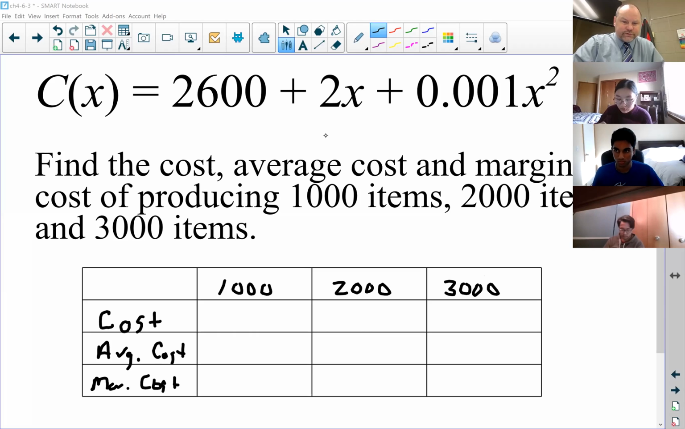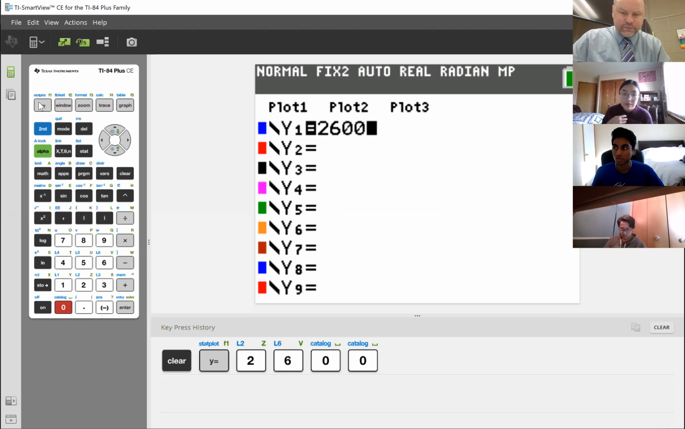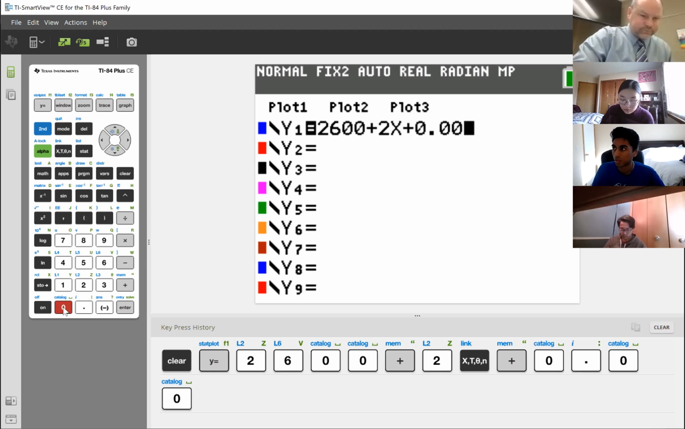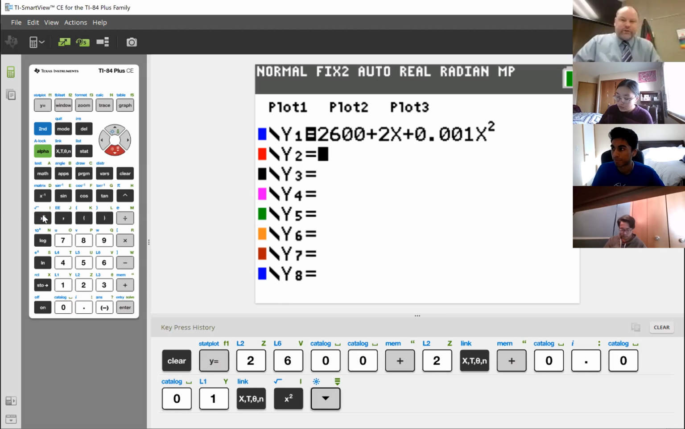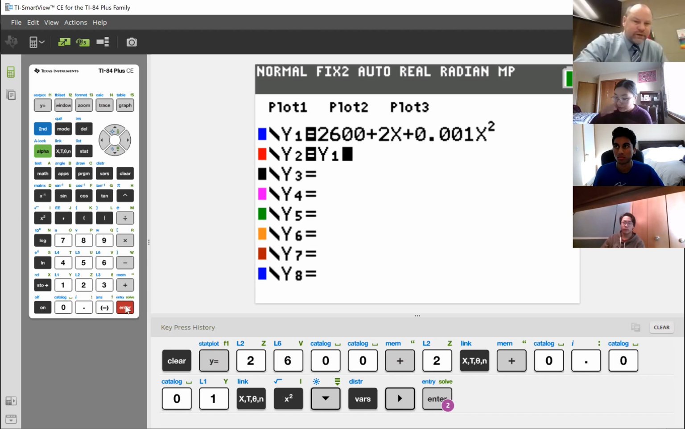So 2,600 plus 2x plus 0.001x squared. So if I go into my y equals, and then what you can do for average cost, you could just take y1 and divide it by x.